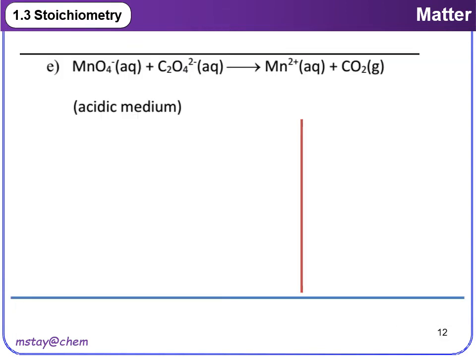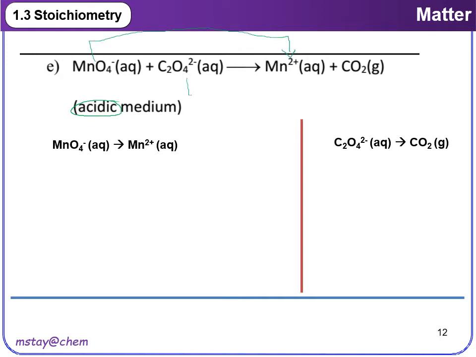Okay, let's look at the tutorial question 2e. When you look at the question, you are given a redox equation and asked to balance it in the acidic medium. Recall step number 1: we separate into two half equations. MnO4 negative to Mn2 plus, and C2O4 2 negative to CO2. Then we continue with step 2.